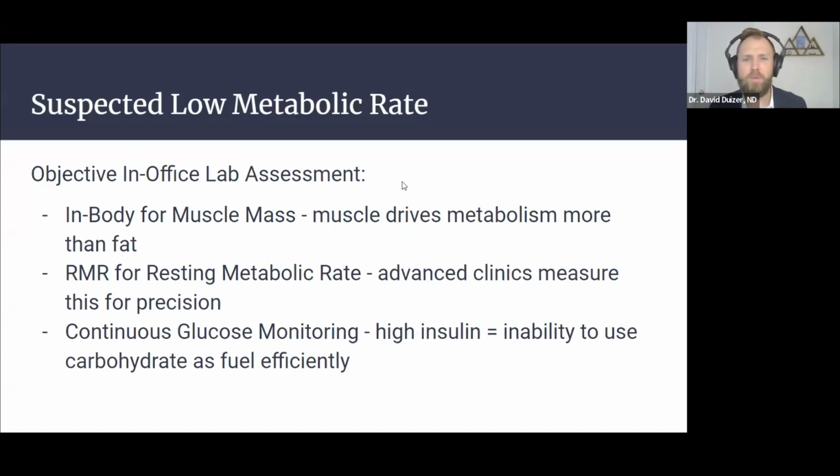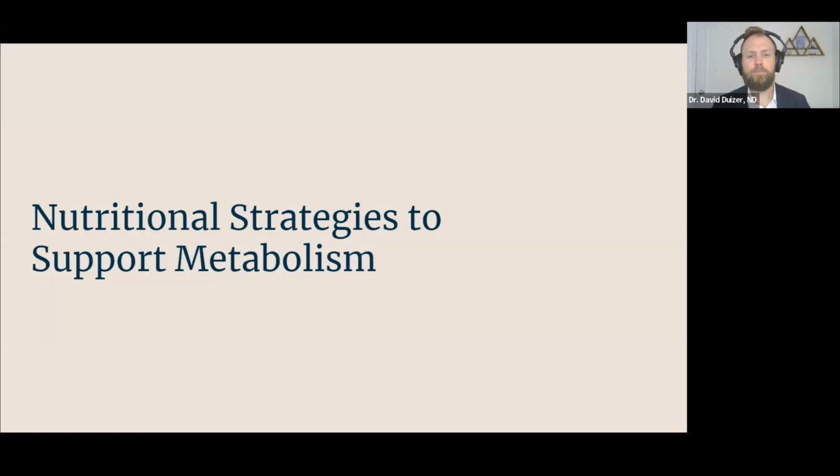In office, there are things we can do. We've talked about resting metabolism and muscle mass assessments because I'm obsessed. But what about insulin assessments or proxies for insulin, like CGMs? Putting a CGM on someone, watching their glucose over the course of the week, helping them manage what meals influence them the most can be really, really helpful. So elevated insulin causing an inability to use carbohydrate effectively as a fuel can influence metabolism significantly.